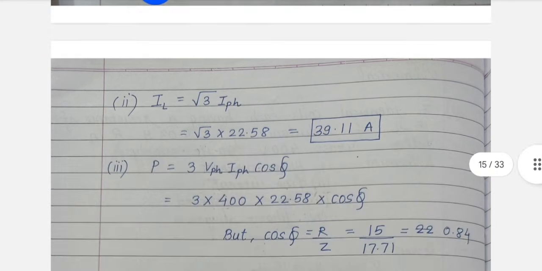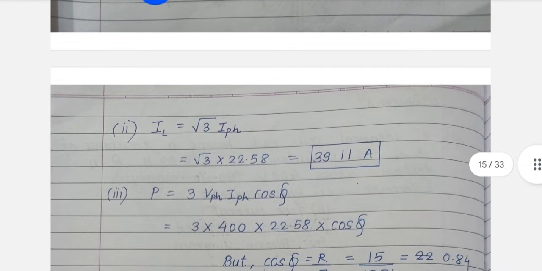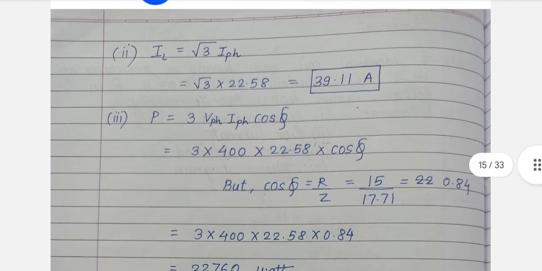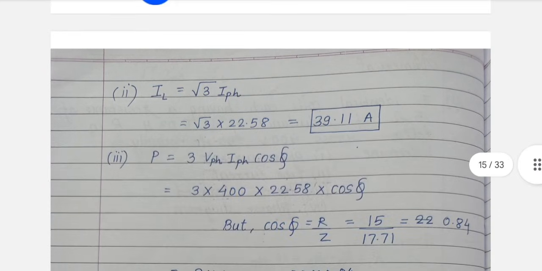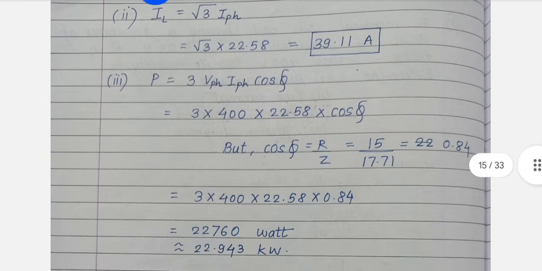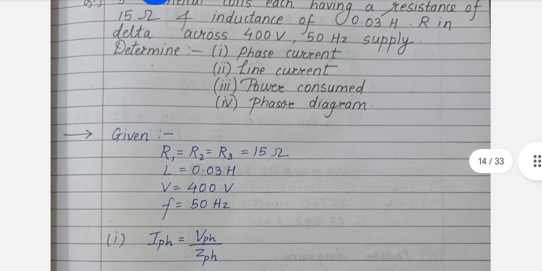Then the second thing asked is your line current. What is line current? As it is mentioned delta connection, you have to use the formulas for delta connection. As the formulas are interchanged, if it is asked for star you have to mention that formula, otherwise your answer will be wrong, remember it. So line current in this case will be root 3 of IPH, and we all know what IPH is in this case, so we will calculate. We will get 39.11 ampere over here.